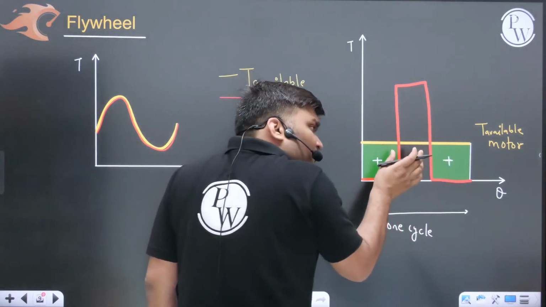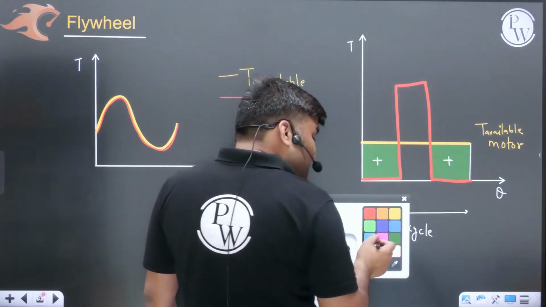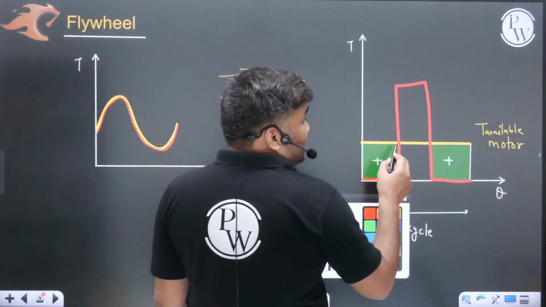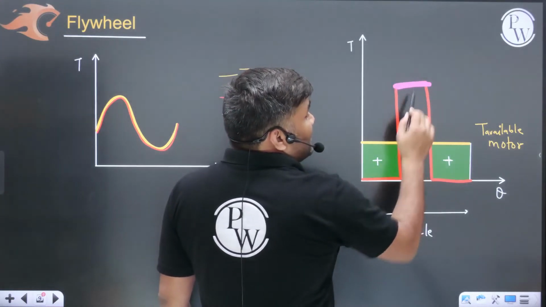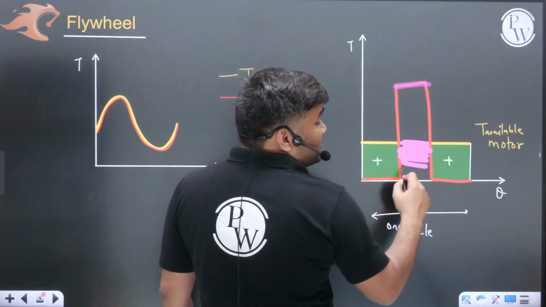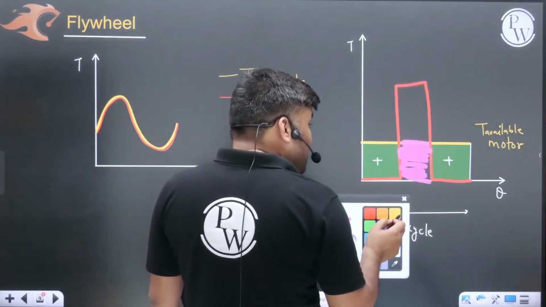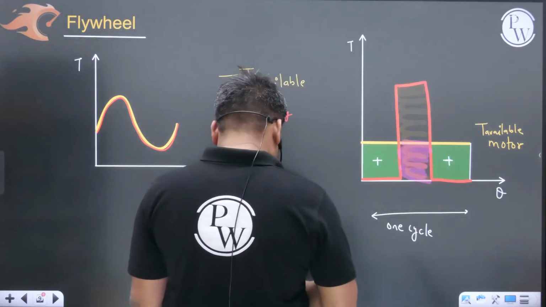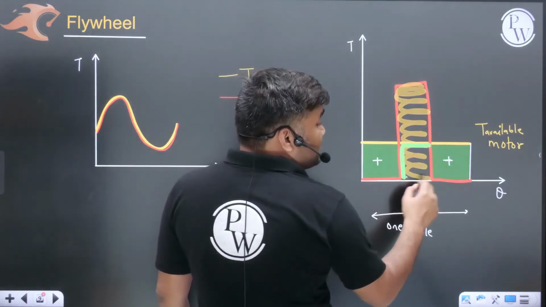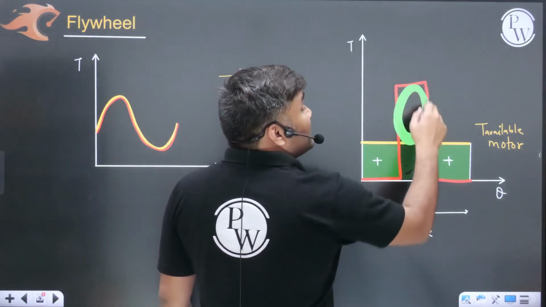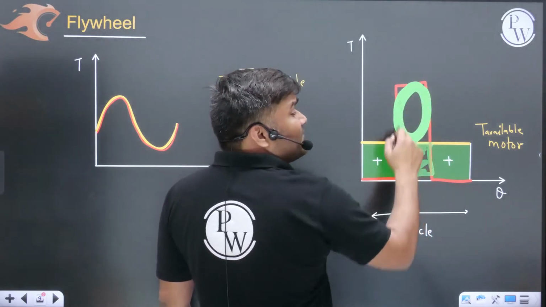Flywheel will absorb positive energy. And whenever it faces a situation where the requirement is very high and available torque is very less, that means available energy is only this much, and the requirement of energy is a bigger amount. So this much part will be supplied by the motor, but the rest, who will give? Flywheel will give. Why? How is the flywheel going to give you energy?